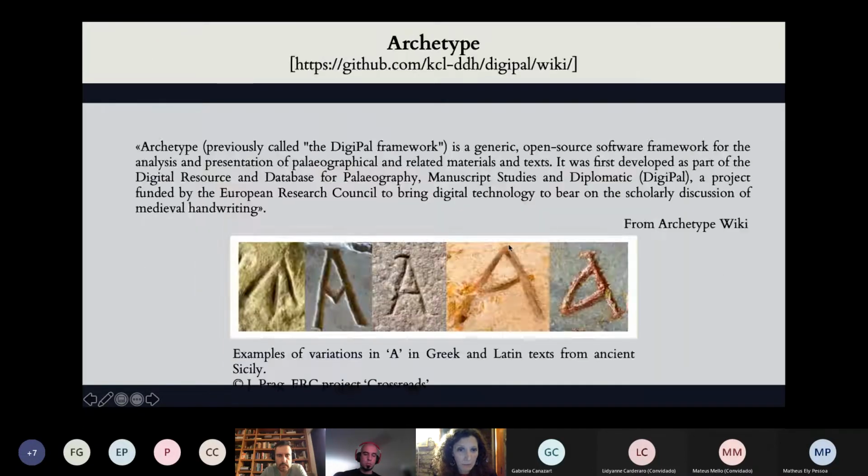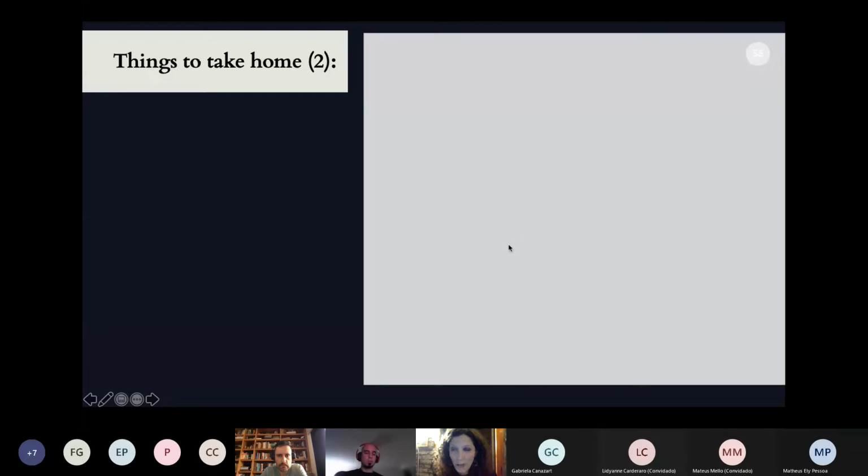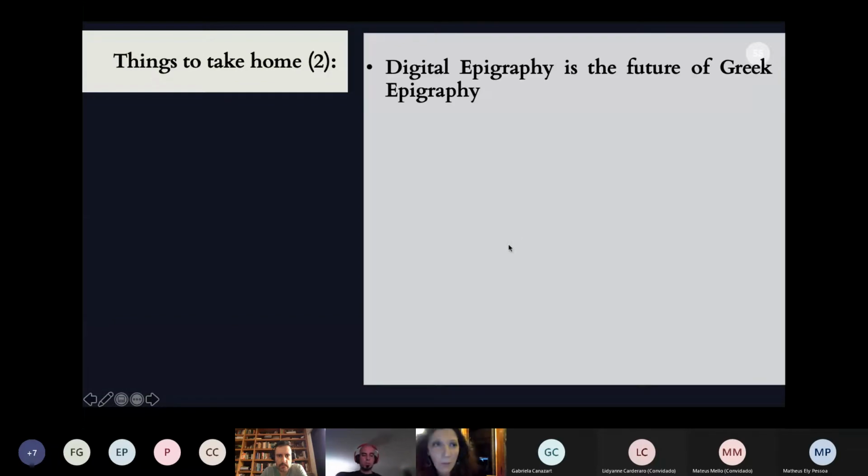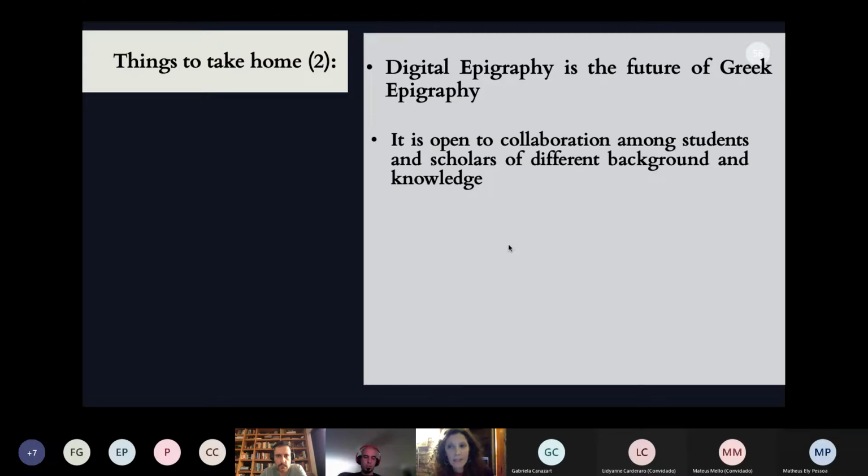And just to go back to our takeaways to take home. What I wanted to flag in this second part is that digital epigraphy is indeed the present, but certainly the future of Greek epigraphy. And that is a place open to collaboration among students and scholars of different knowledge.